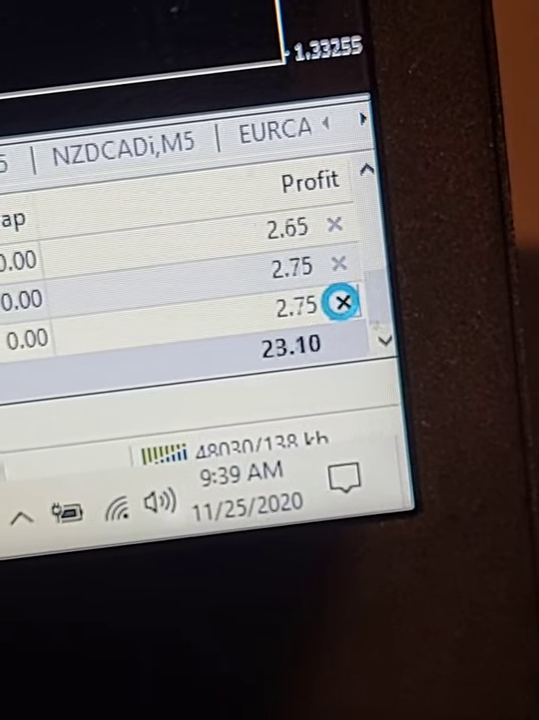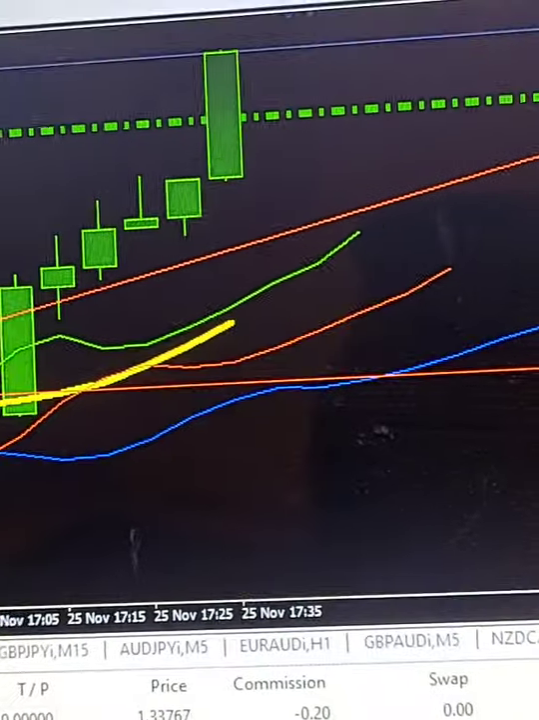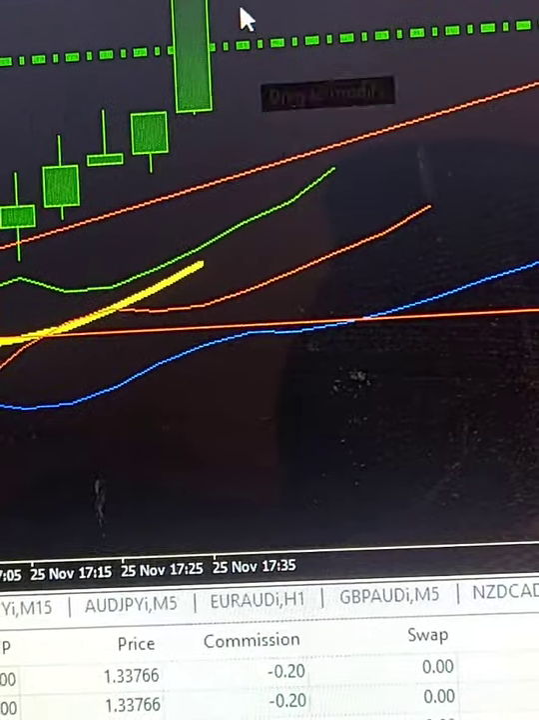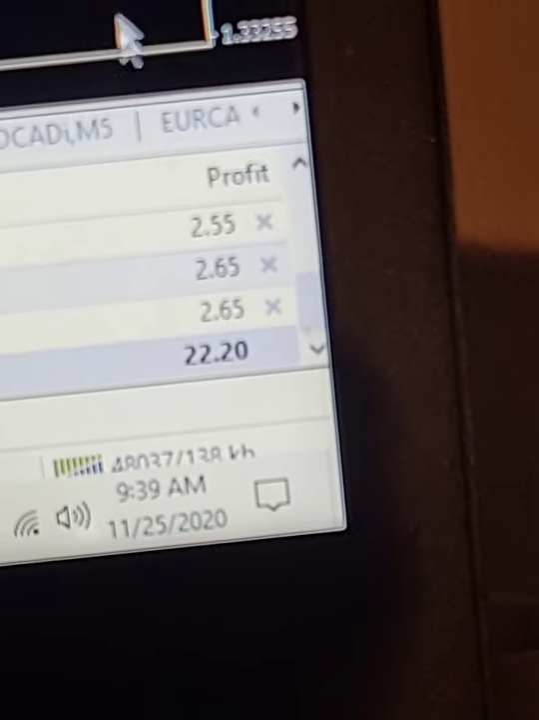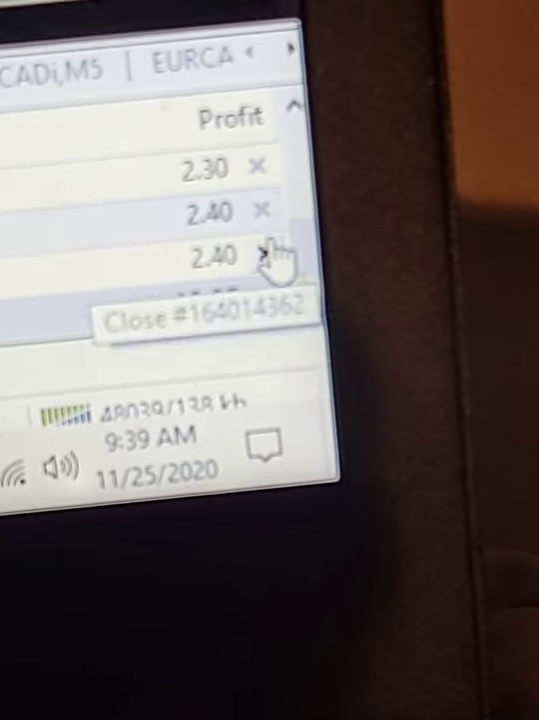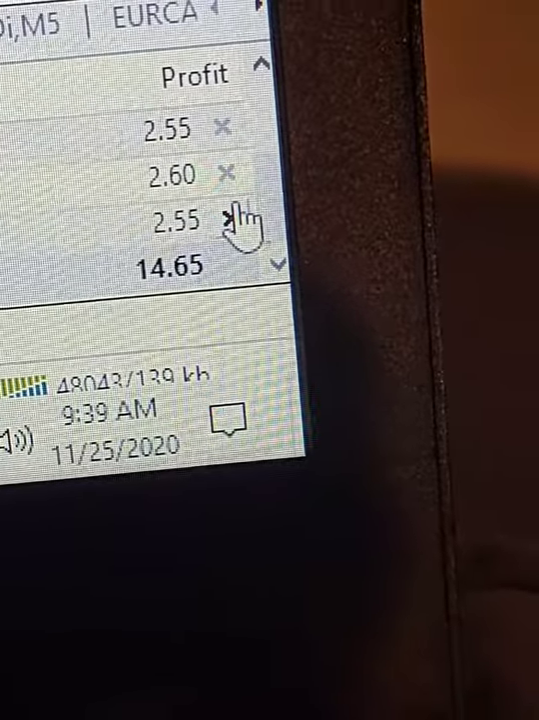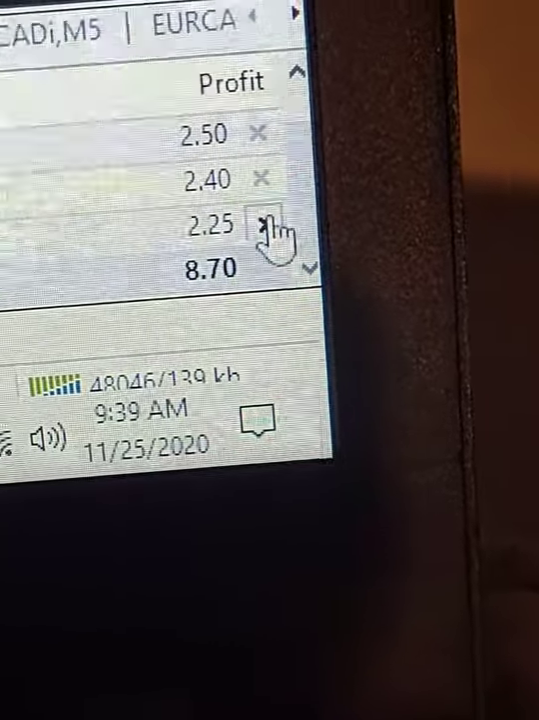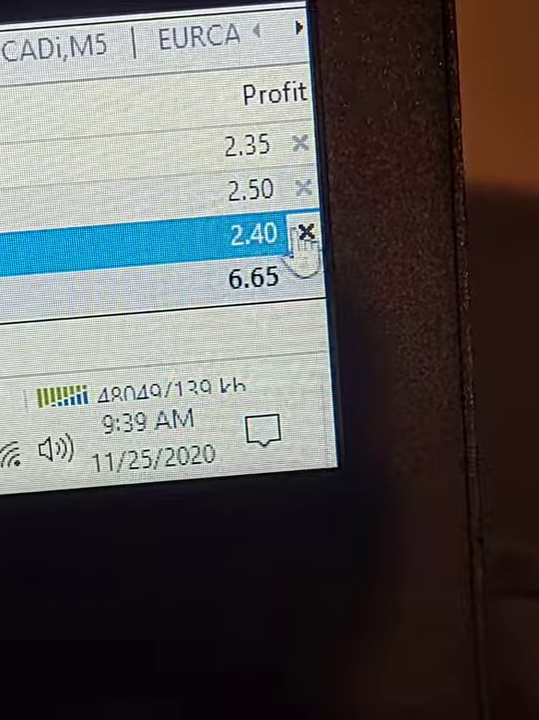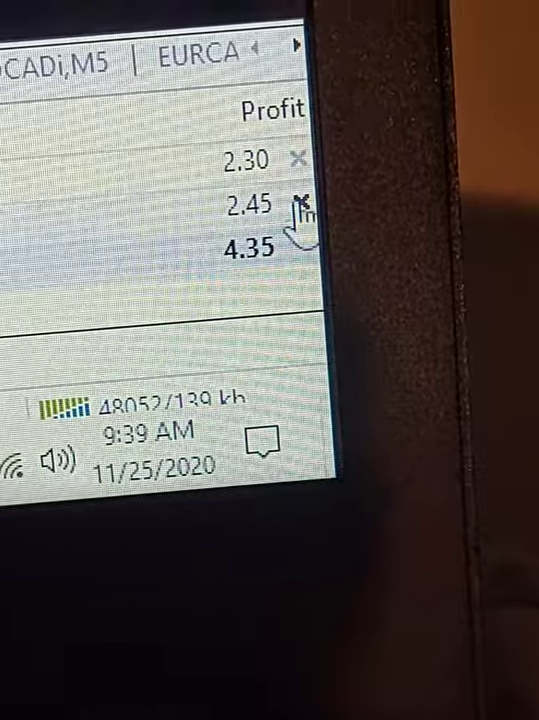Oh, it's $20. Look at that. You see how far that's moving? Where we at? $22? Let's take that out. Boom, boom, boom. Take it out. That's another 6. Take that out.